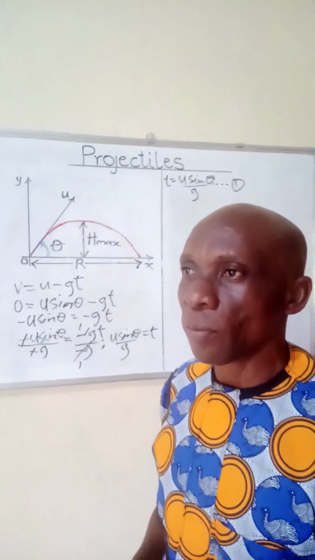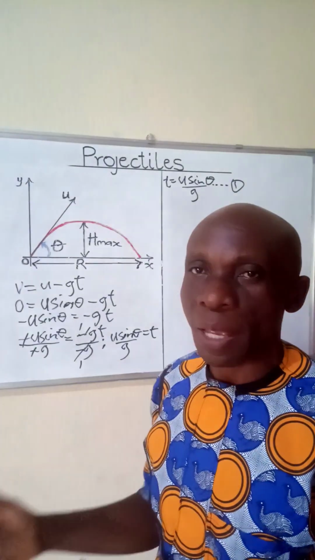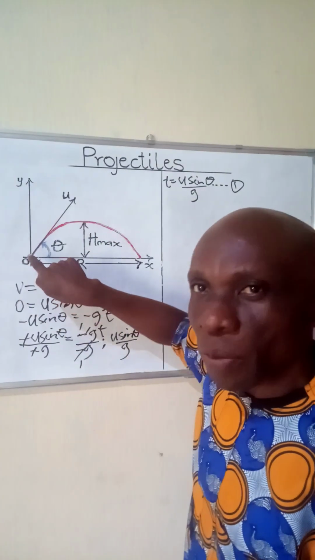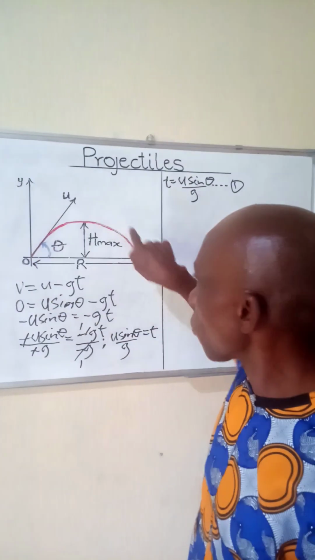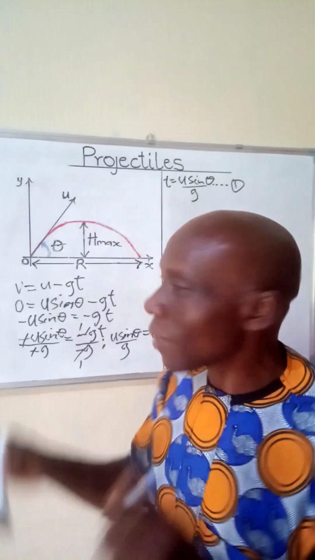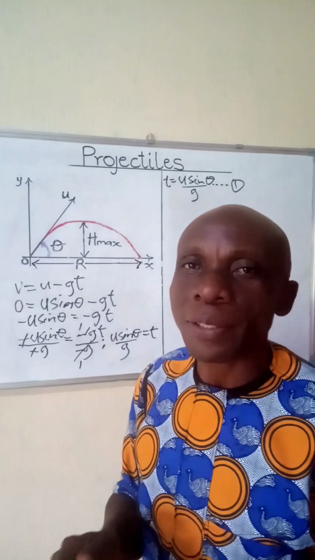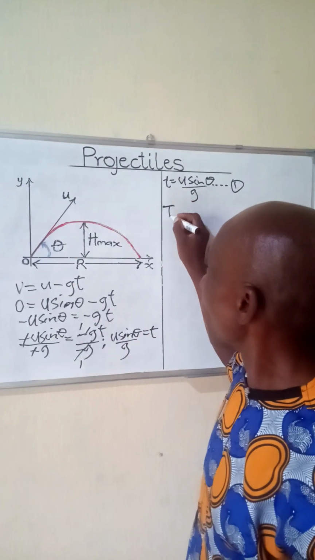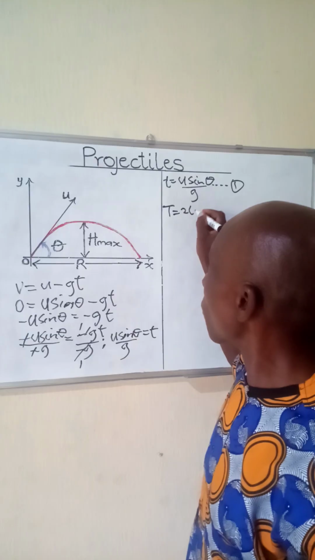not the total time of flight. So what then will be the total time of flight? It's going to be double. The total time of flight, the time taken for the object to leave the plane of projection and return there, is going to be twice the time taken for it to attain maximum height. Again, this small letter t is the time taken to get to maximum height. So total time of flight, we can call that capital T equals 2 small t.